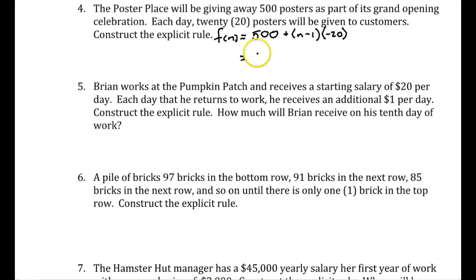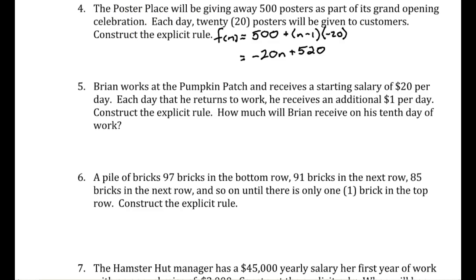So when that's simplified, we'll have 500. Nope, we won't have 500. Negative 20n plus 520 should be what you get. So distribute that negative 20, the negative 1 and negative 20 make positive 20. That's how we got 520, 500 plus 20. And then negative 20 times n, negative 20n. Okay.